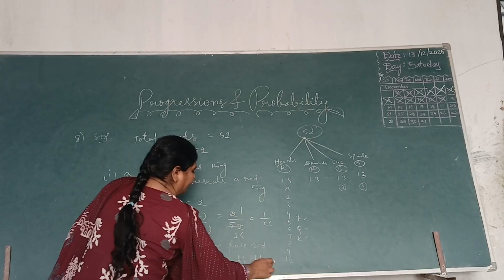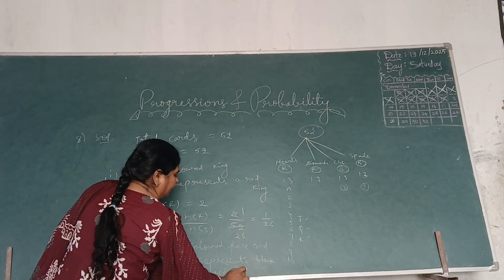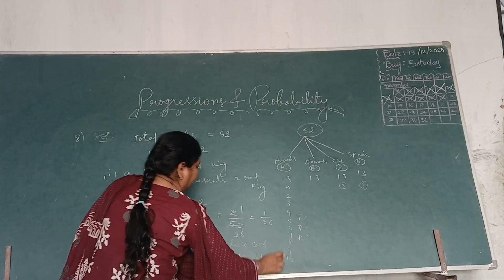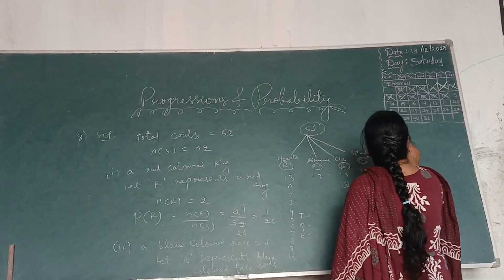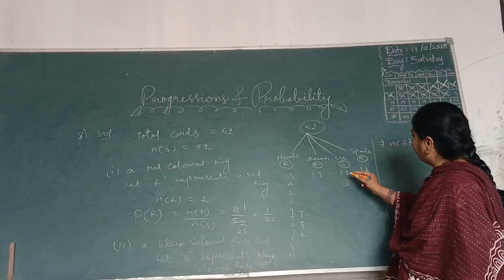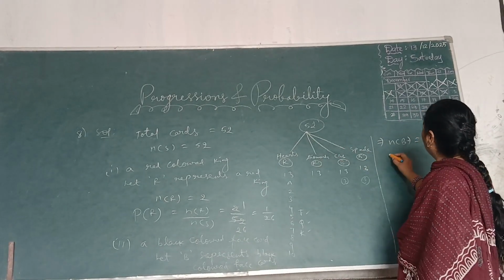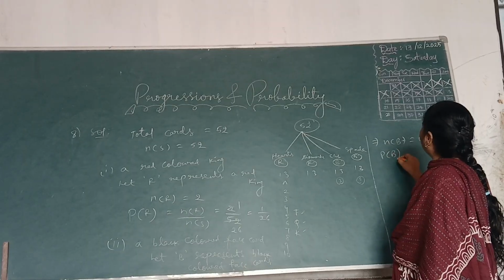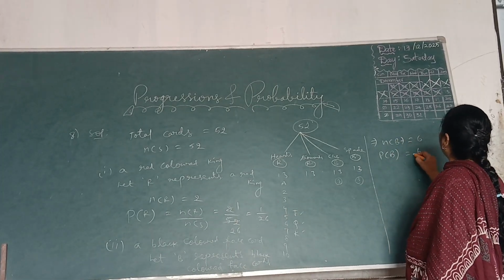Let B represent a black colored face card. So n of B we have 6 and n of S we already have 52. So the probability of getting a black colored face card is 6 by 52.